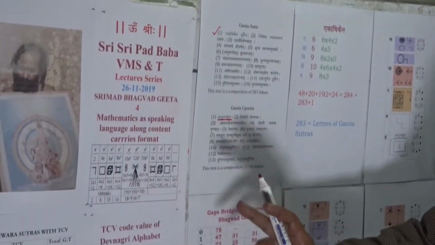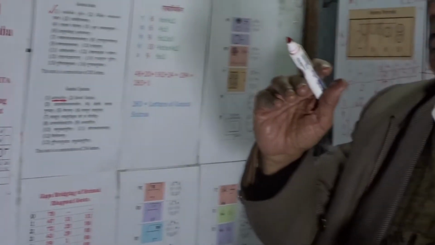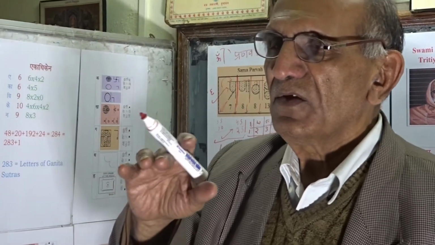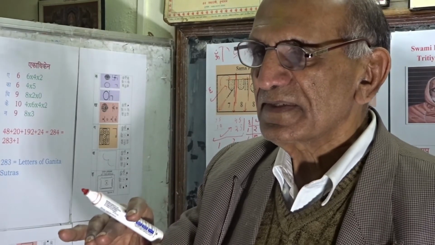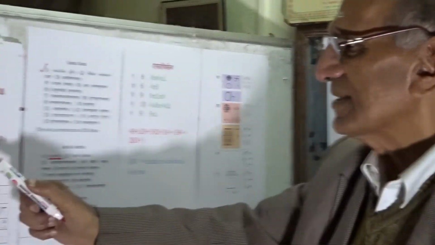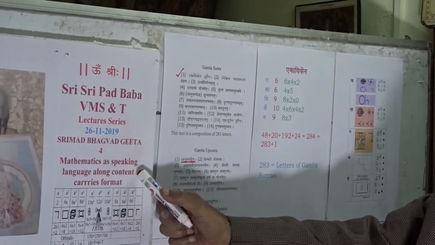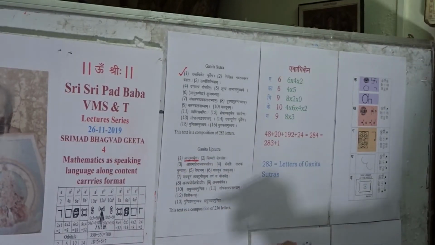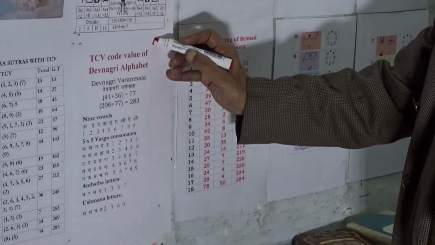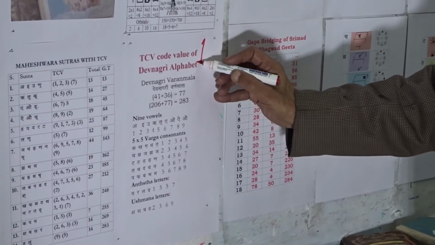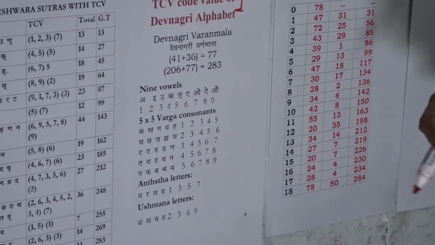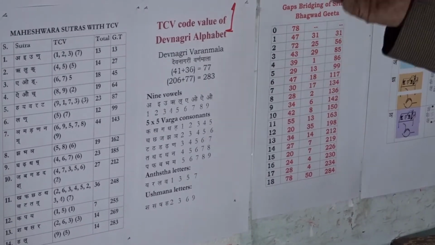the format of the organization steps of mathematics as a speaking language along content carriers formats have to begin the Vedic way, the way the Vedic systems are successfully reaching at mathematics as a speaking language along content carriers formats. For it, the start point is the Devanagari alphabet format. As a first step, and we'll see ultimately that this will become the end reach step as well.